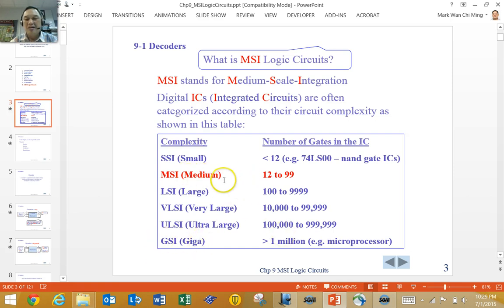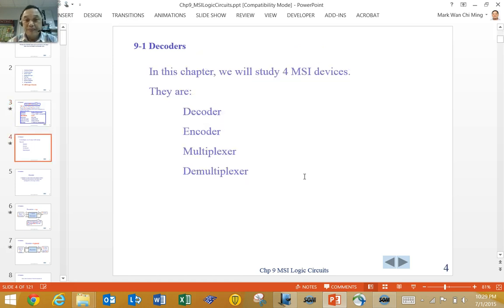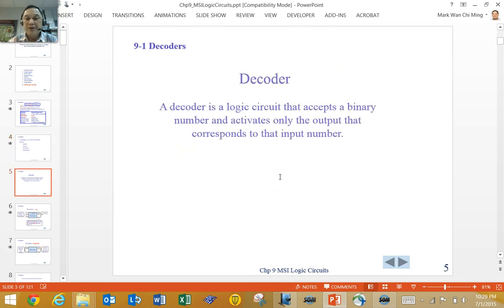Okay. So now we are looking at not-so-sophisticated ICs, let's say a decoder, encoder, multiplexer, and demultiplexer. MSI, we're looking at this. Inside it has 12 to 99 logic gates. This is considered an MSI logic circuit. So in this chapter, we are looking into decoder, encoder, multiplexer, and demultiplexer. Okay. We look at the decoder first.